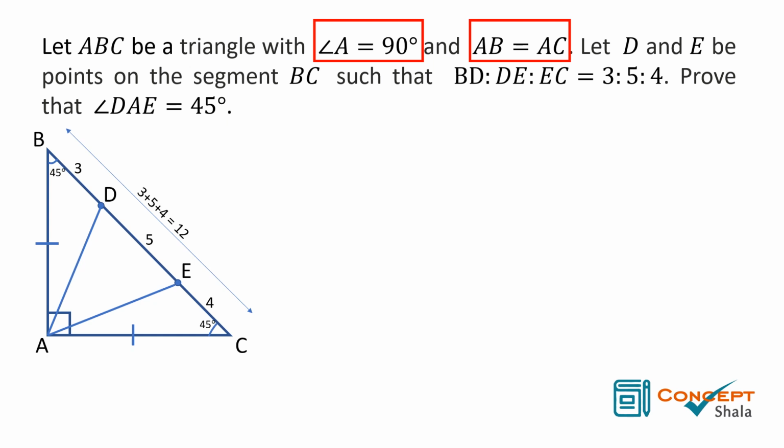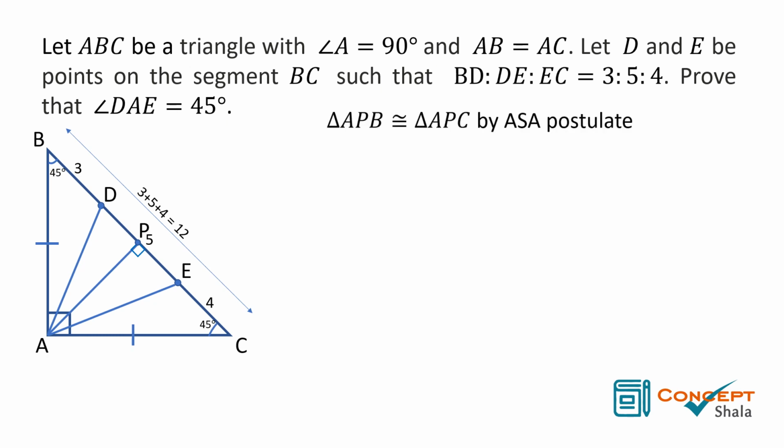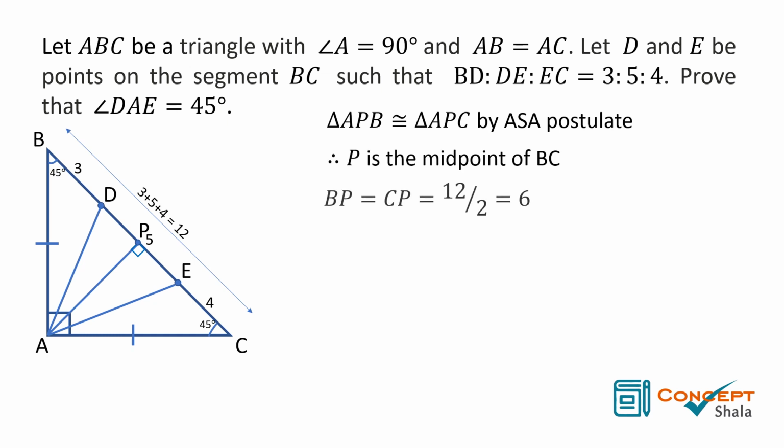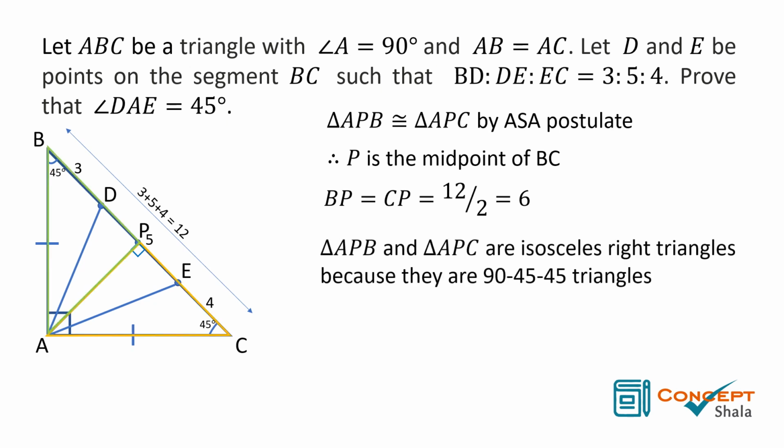Now let us drop a perpendicular from A to BC and label the point of intersection as P. Remember that for an isosceles right triangle, P would be the midpoint of the hypotenuse. This is because triangle APB and triangle APC will be congruent by the ASA postulate. I will leave this for you to prove as I expect this to be straightforward to show. This tells us that BP is equal to CP, and because BC is 12, BP is equal to CP is equal to 12 over 2, which is 6.